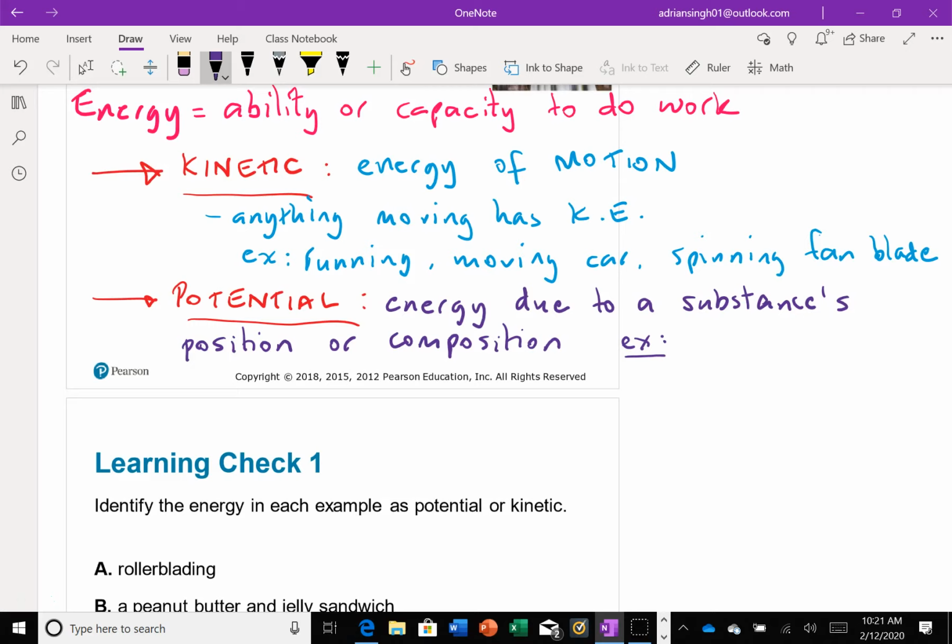Well, it hits the table. Where does the energy go? Does the energy just disappear, do you think? Do you think energy can be destroyed?